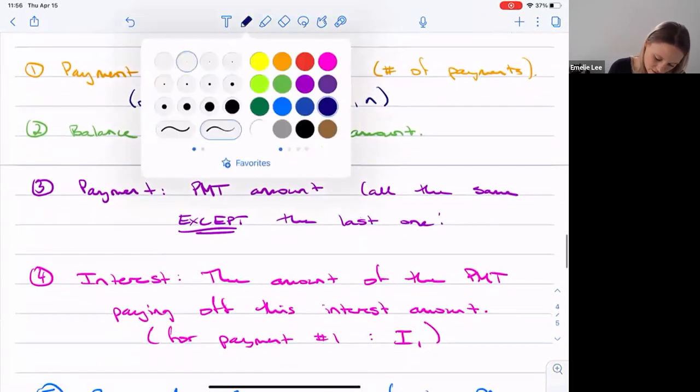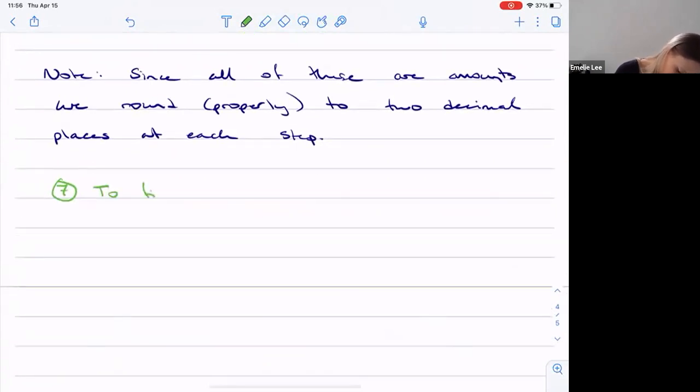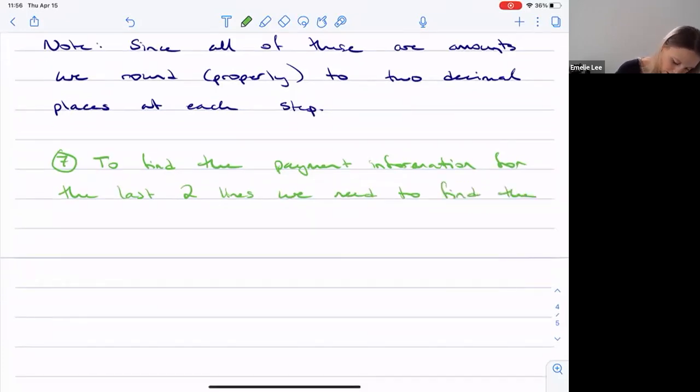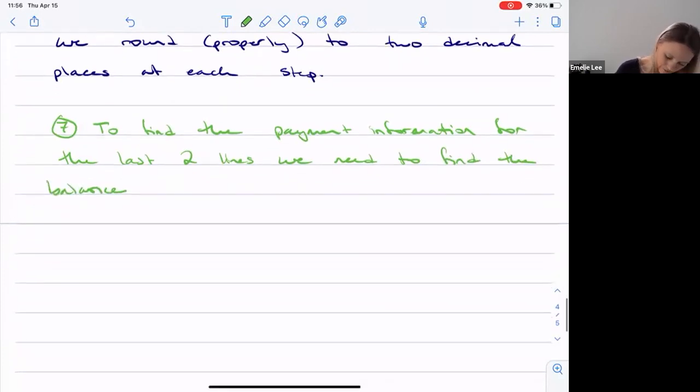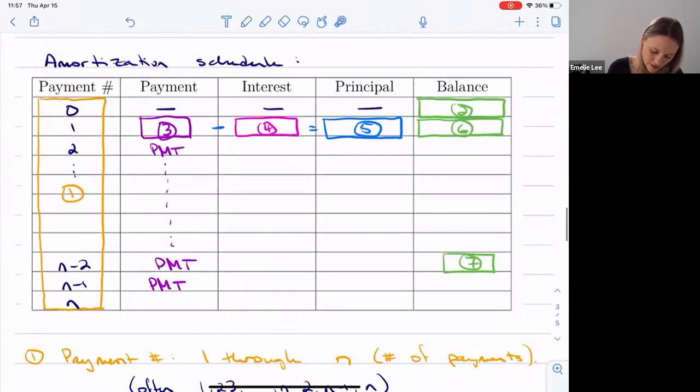So here in 7, to find the payment information for the last 2 lines, we need to find the balance, which is the future value of the 3rd to last line. Okay, so what happens, and it's a lot of scrolling already, is you have to use your calculator, that's easy enough, to find the future value at the n minus 2th payment.